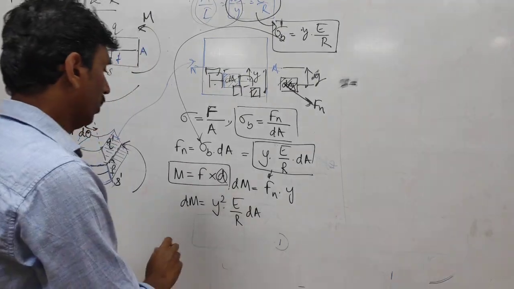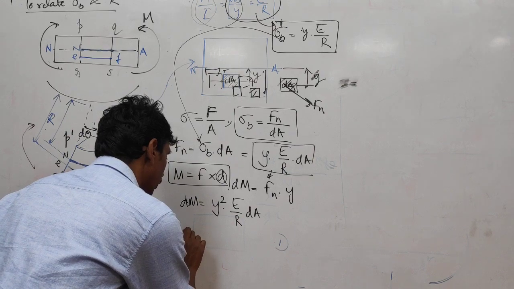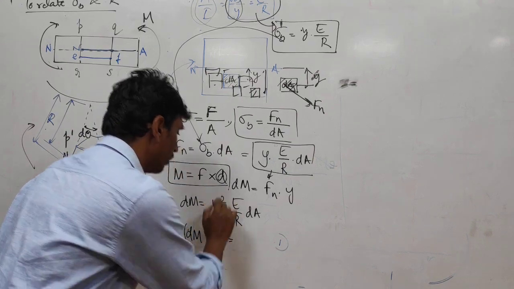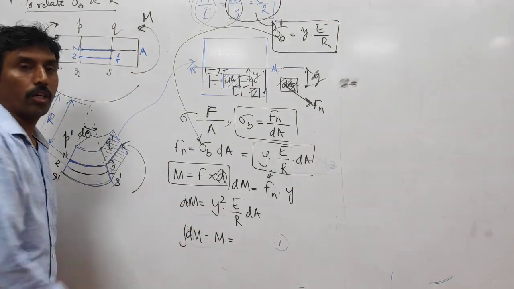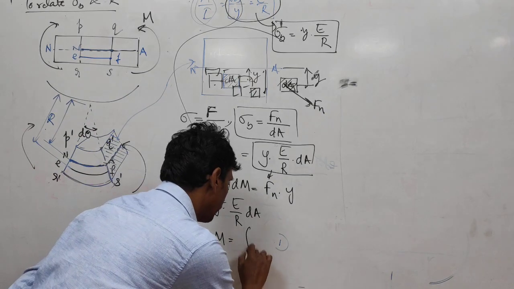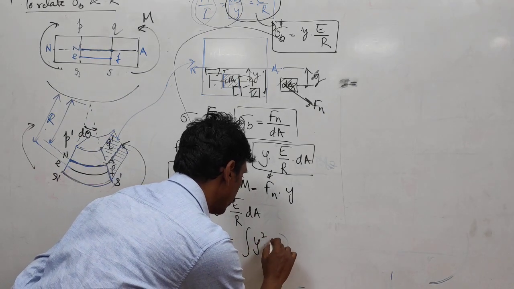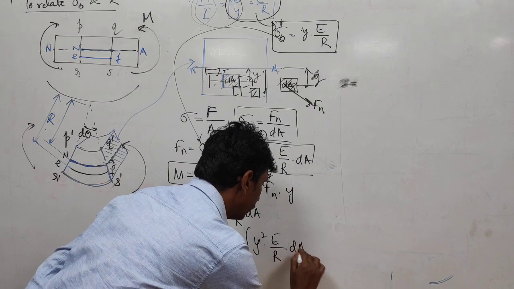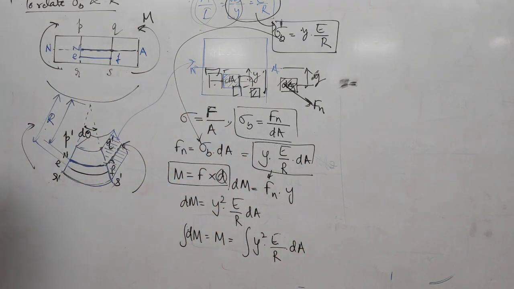Okay, so you actually integrate this to get M. If you integrate this above equation, you get M. So if you integrate this, what you have is y square into E by R into dA.